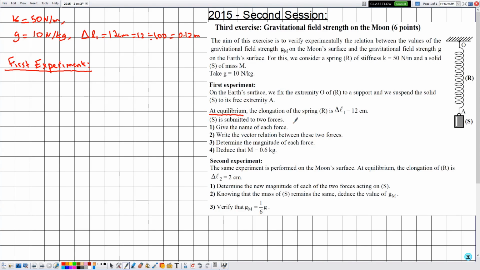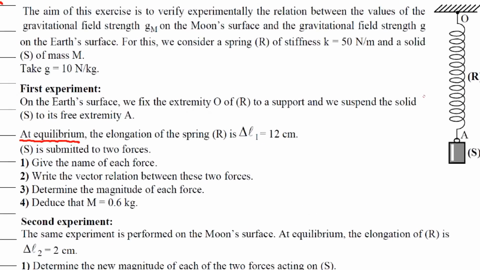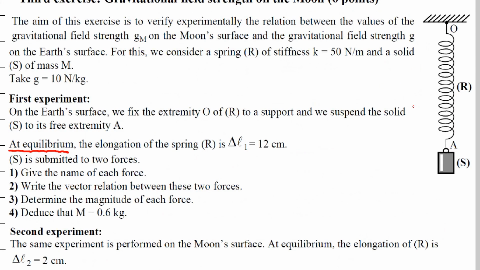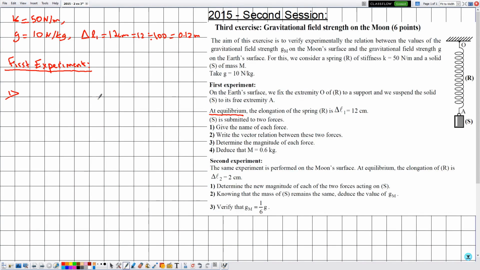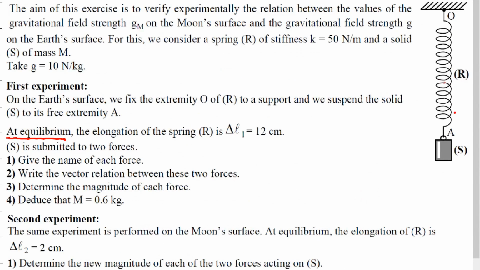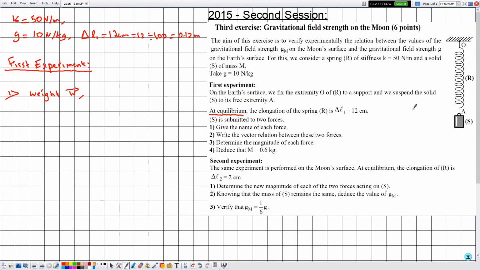Now S is submitted to two forces. Number one, give the name of each force. Now here, because the solid S has a mass, it will be directly subjected to the first force, which is the weight. Then the first force is given by the weight W. And here, because we have a spring, it will be subjected to another force, which is given by the tension force, tension T.